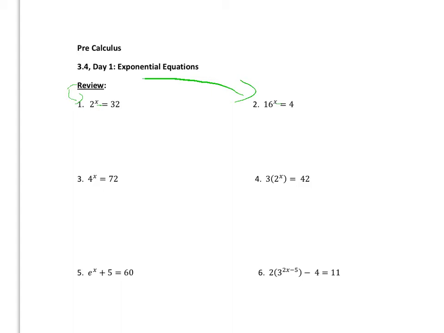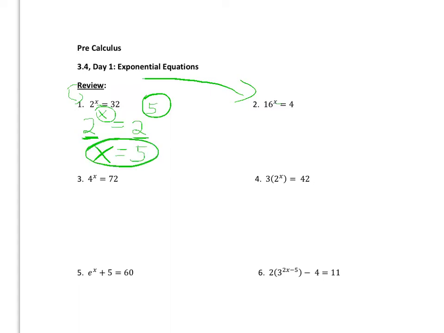We're starting out with 1 and 2. This is actually going to be a review. You probably saw this in Algebra 2. These are the easier cases. You probably even know what number 1 is just by using mental math. You ask yourself, 2 to what power gives you 32? Well, 2 to the 5th equals 32. So it's almost like you want to look at both sides and get the bases to equal each other, and then you just set the exponents equal to each other. So I just proved that x equals 5, because 2 to the 5th is 32.